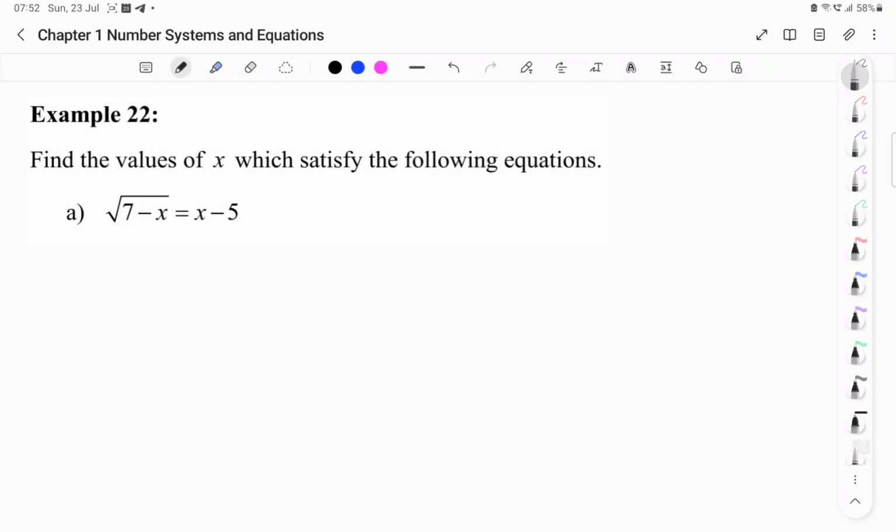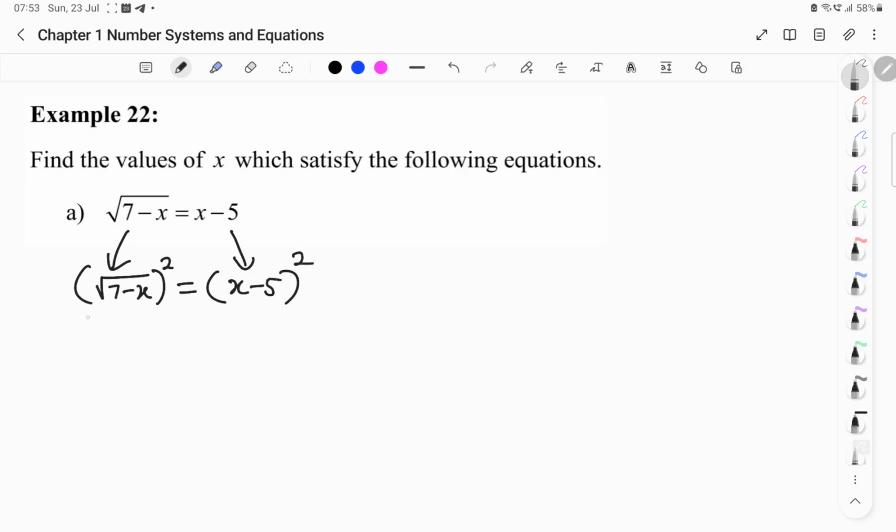In this video, I would like to share with you how to solve example 22. For this kind of problem, what we have to do is to square both sides. Now just copy paste the left hand side, which is 7 minus x, and then the right hand side, x minus 5, into its own bracket. Then we square the left hand side and the right hand side.